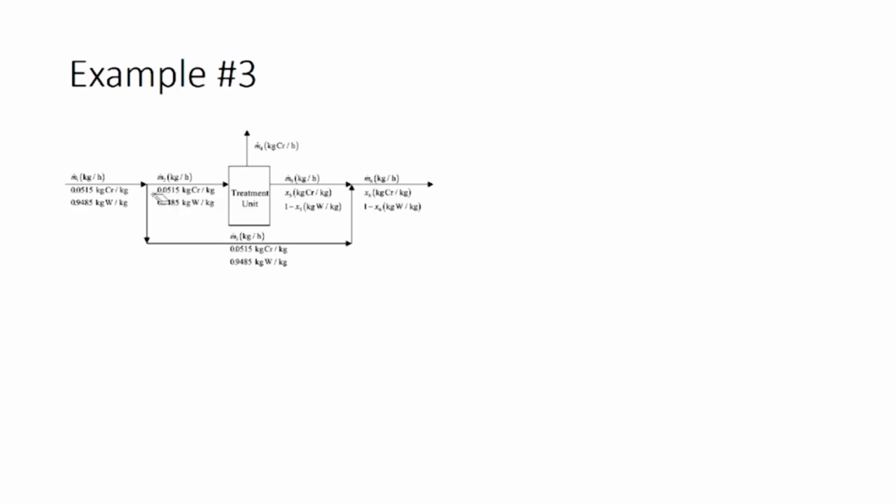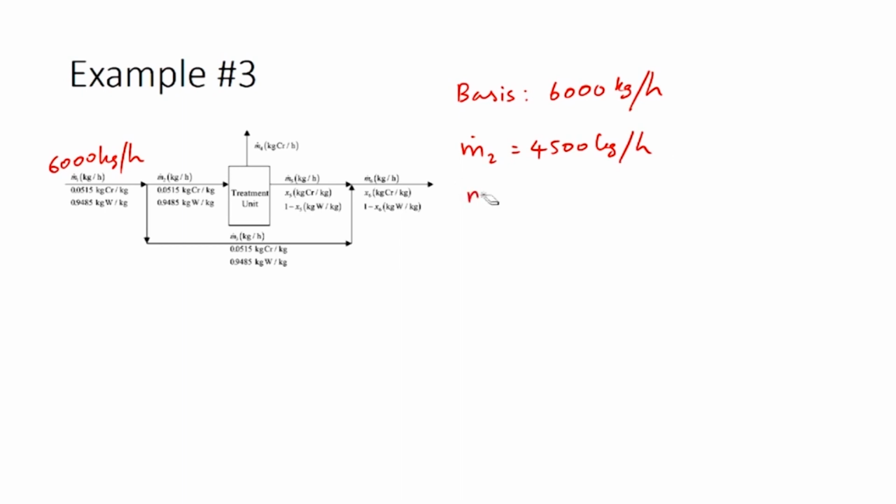We have been told that the basis to be used for our calculations is 6000 kilograms per hour being fed. So, this M1 dot would be 6000 kilograms per hour. This means only 4500 can actually enter the treatment unit. So, M2 dot is equal to 4500 kilograms per hour only, because that is what the treatment plant can handle.